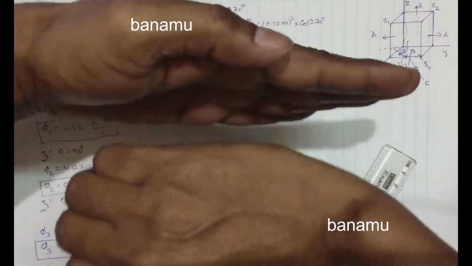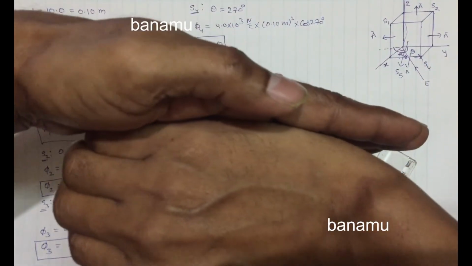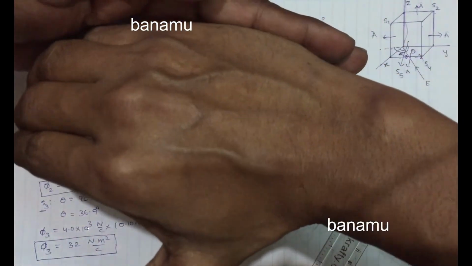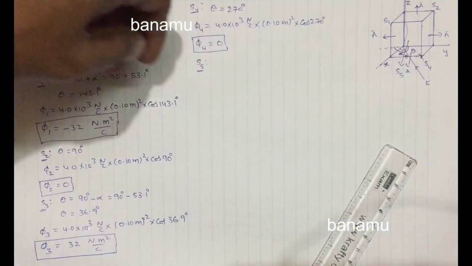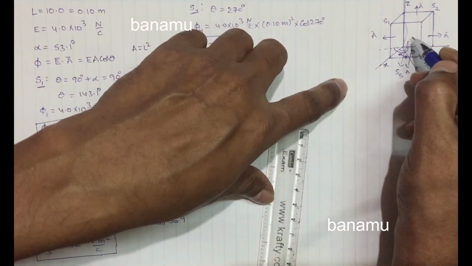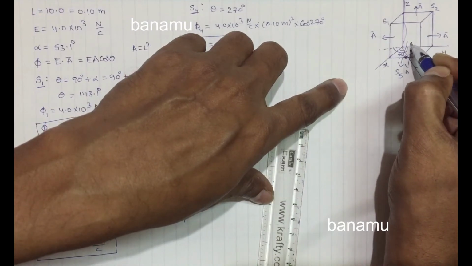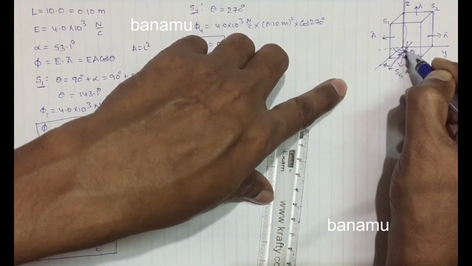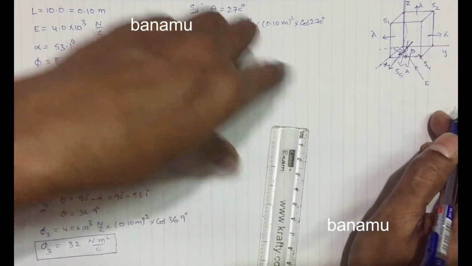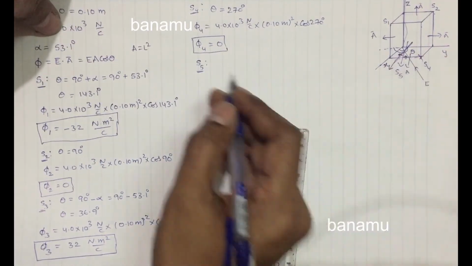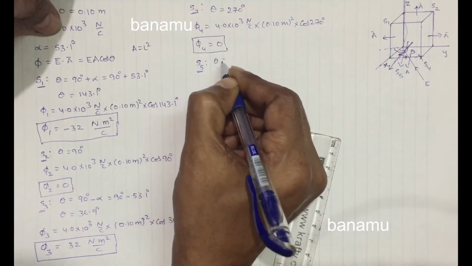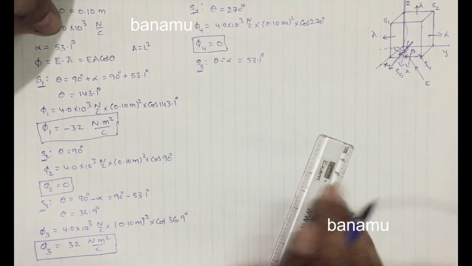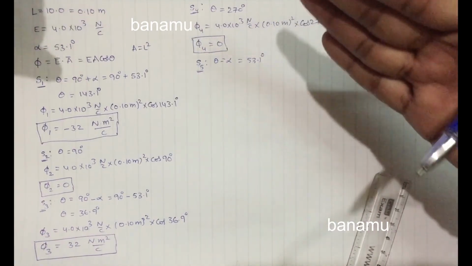The thumb indicates the unit normal vector direction. The unit normal vector is parallel to the x-axis. So the angle between the unit normal vector and the electric field is theta, equal to alpha, which is 53.1 degrees, because this is the front of the cube.